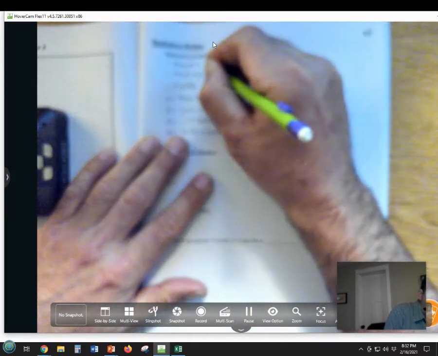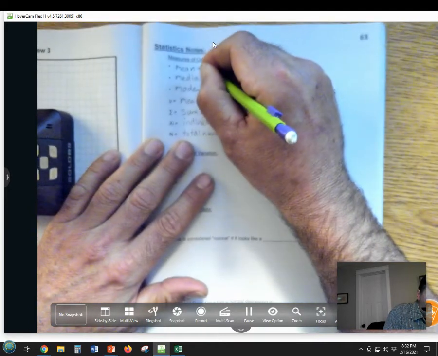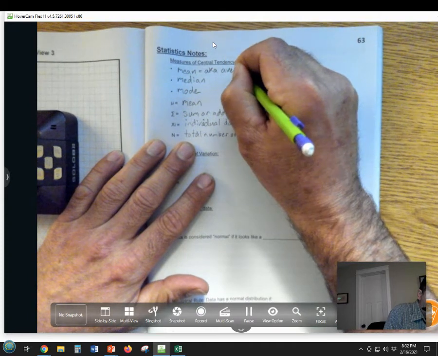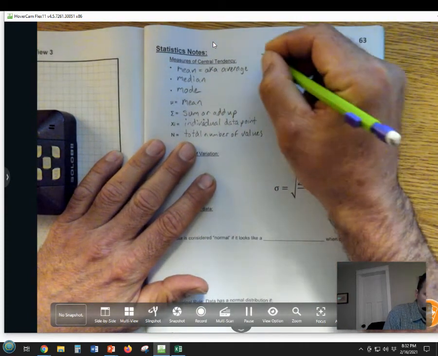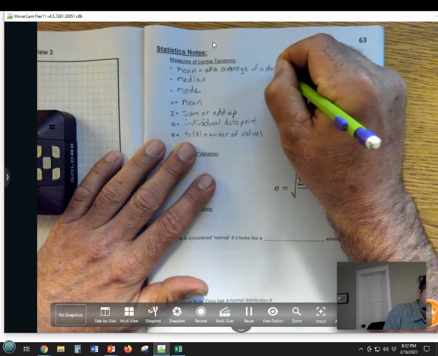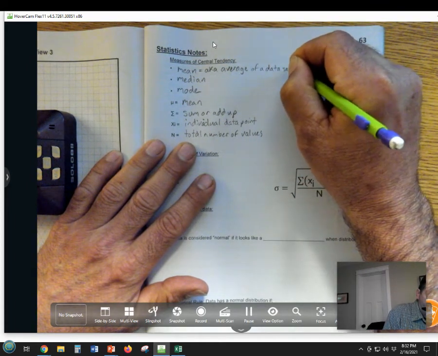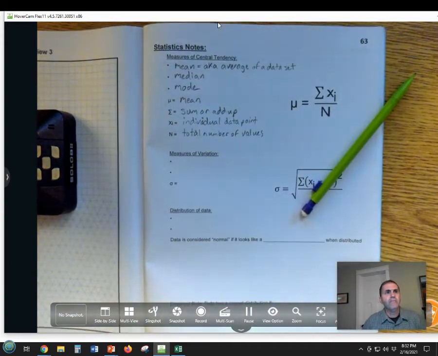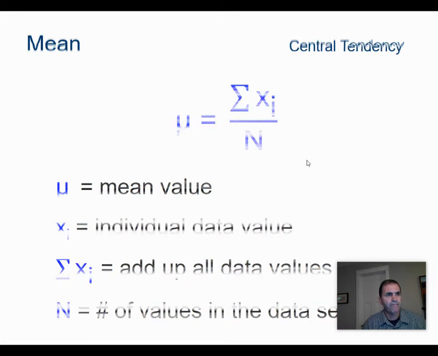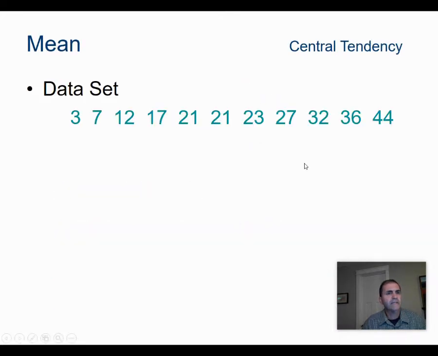So let's go ahead and write this down. The mean, AKA average, of a data set. We're going to get into median and mode in just a moment. Okay, so that gets us the mean. So let's say we have all of these values. These are the numbers of M&Ms that came in the bag.